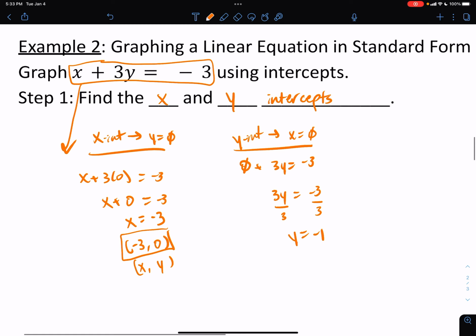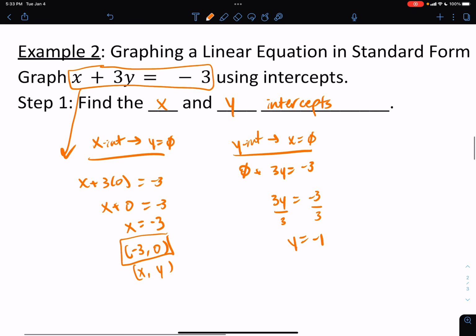Divide by 3, get y equals negative 1. Remember, it's x comma y. So in this case, x is 0. So it's going to be 0 comma negative 1 is your y-intercept.